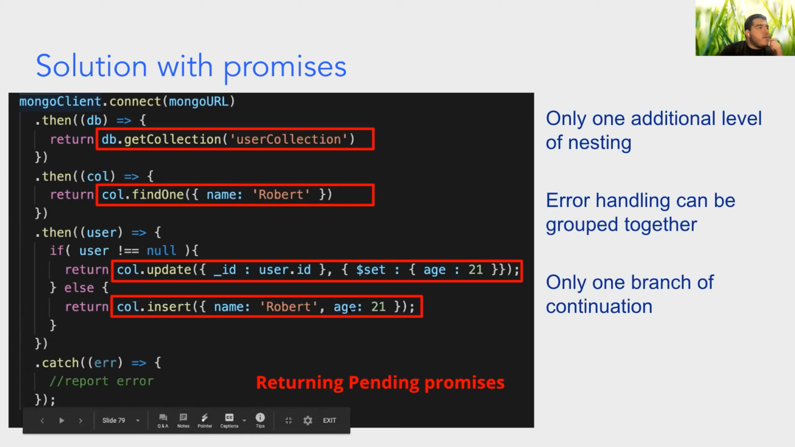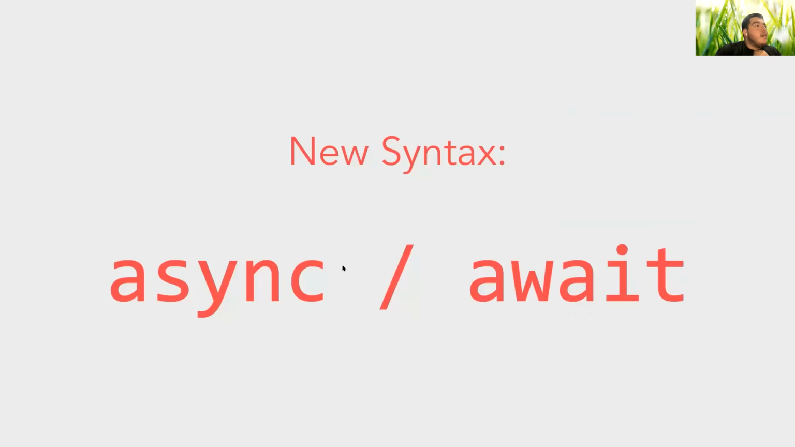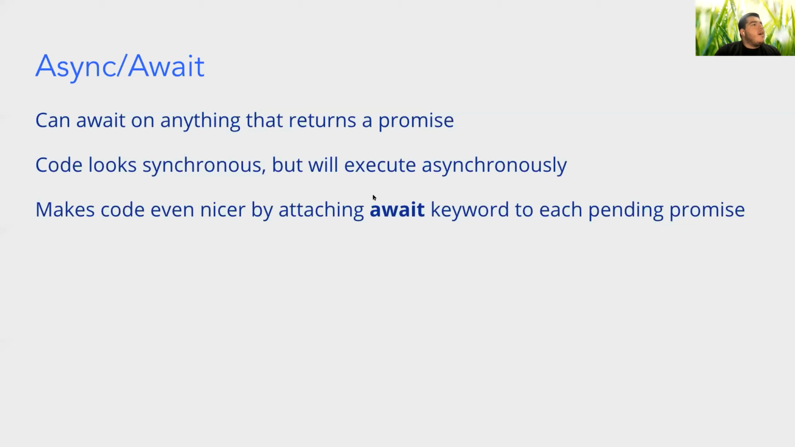So if this is a little bit fast, don't worry about it. There's even a nicer way to write this. The last thing we're going to cover is async await, which is this new syntax in JavaScript that basically makes your code look synchronous, but it runs asynchronously. And it's a little bit nicer and one of my favorite ways to write this code.